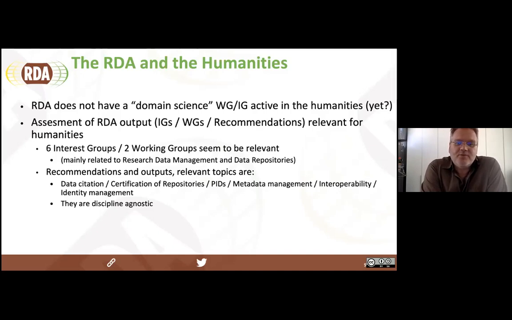Then there are these working groups, of course, they also create some output, and that is, of course, also relevant. And the outputs, the topics with data citation, certification, persistent identifiers, metadata management, interoperability, and identity management, I consider as relevant for digital humanities. And it has, of course, quite an overlap with the classification of Ricardo. But I think these are all discipline agnostic. So because other disciplines also need this, for other disciplines, these recommendations are also relevant.